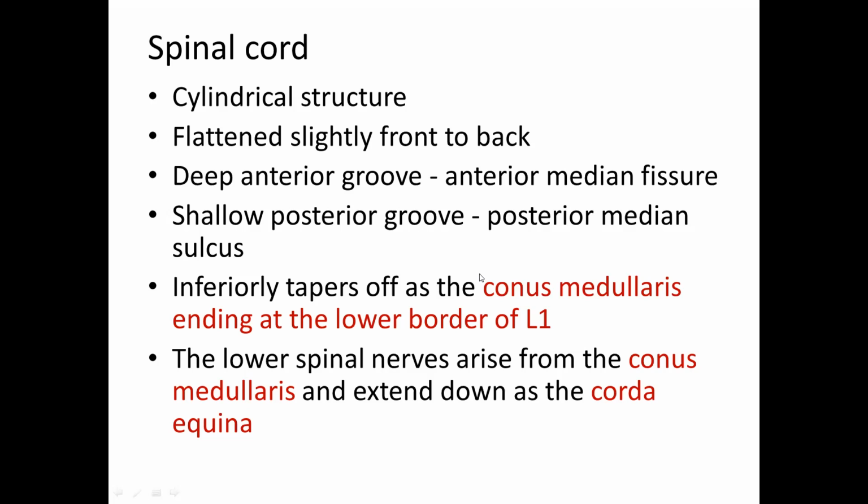Thereby, if you look at a section of a spinal cord, you can figure out which side is anterior and which side is posterior. Okay, right. So the spinal cord is thickest as it leaves the medulla, but then later it tapers off as it comes towards the end, right? And at the lower border of L1, it ends as the conus medullaris. Okay, and then the lower spinal nerves, which arise from the conus medullaris, extend down as the cauda equina. Right, so we'll see pictures and then you can understand better.